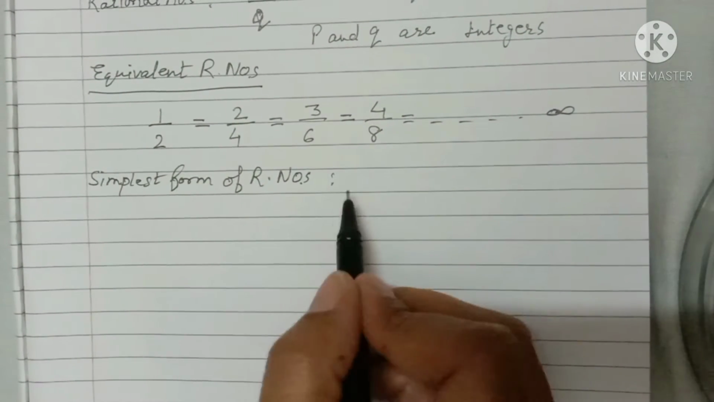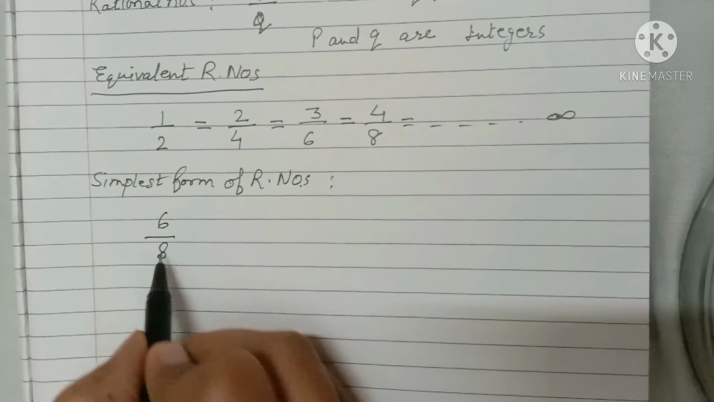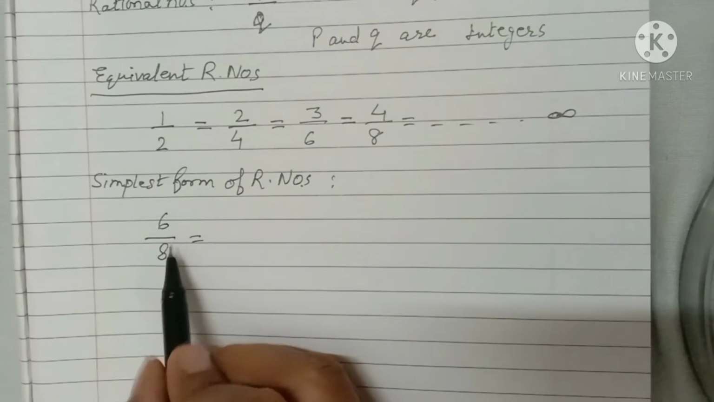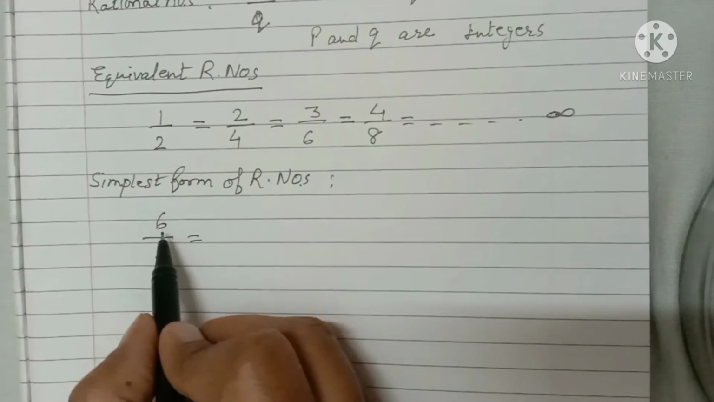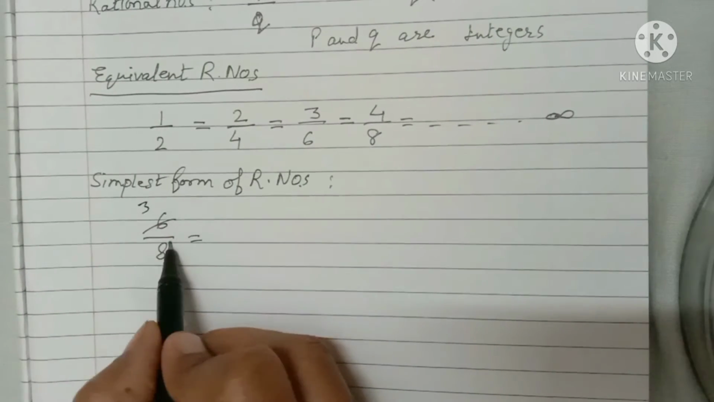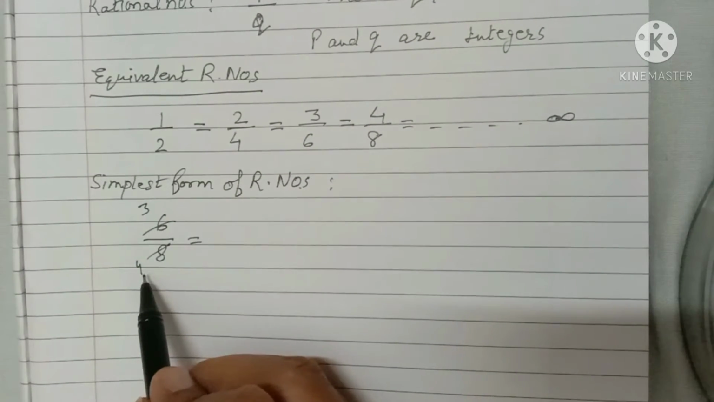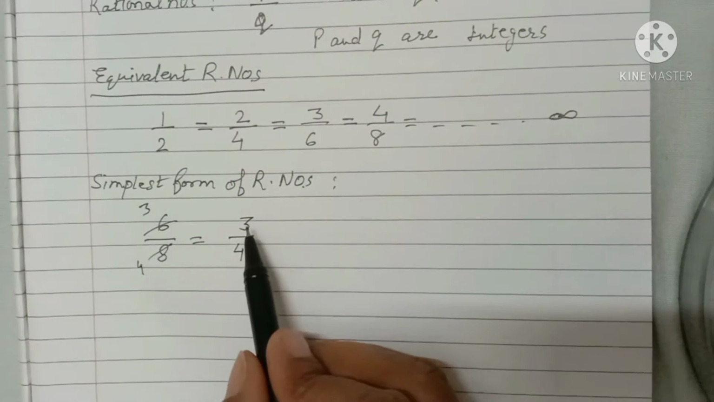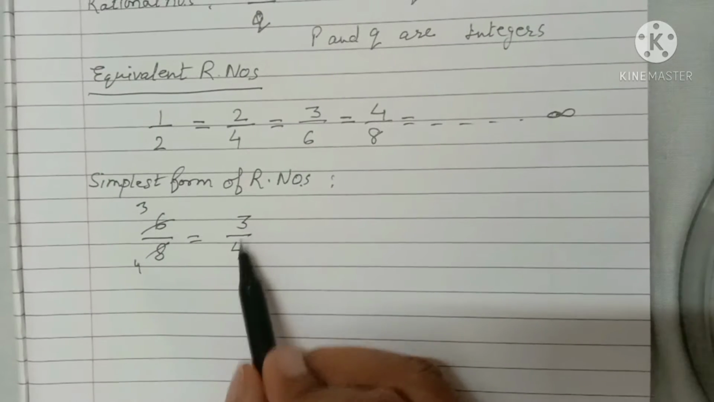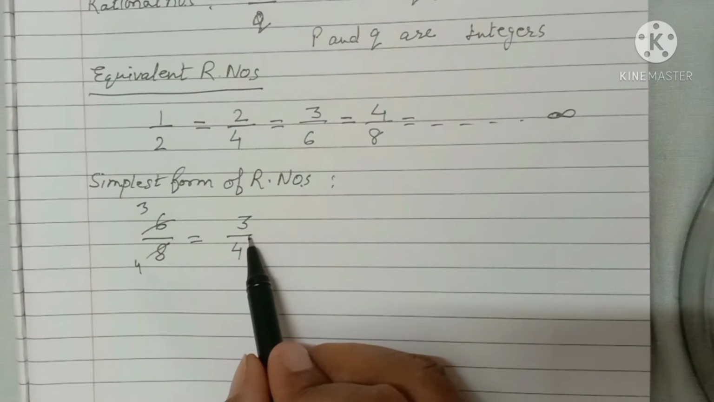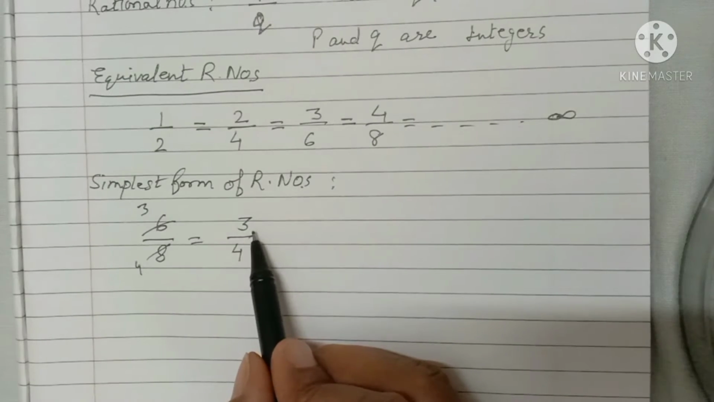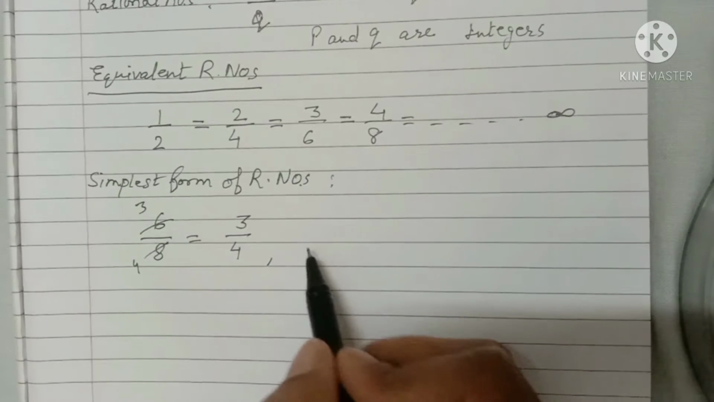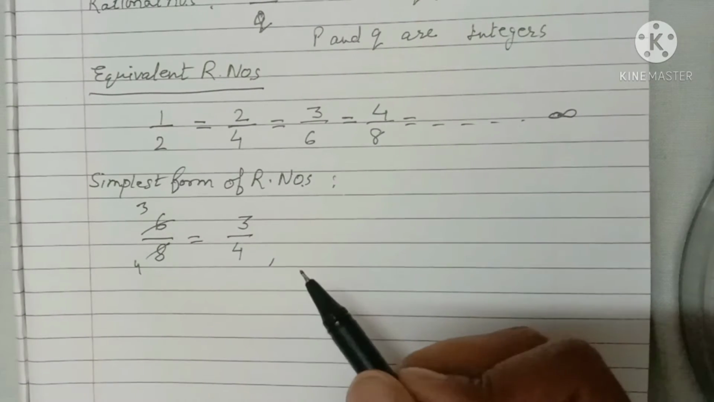Suppose we take a rational number 6 upon 8. What is the simplest form of this rational number? 2 threes are 6, 2 fours are 8. It will not divide further, and there is no common factor between 3 and 4. So 3 and 4 have no common factor other than 1. So this is the simplest form of the rational number, and you can find the simplest form of other rational numbers.